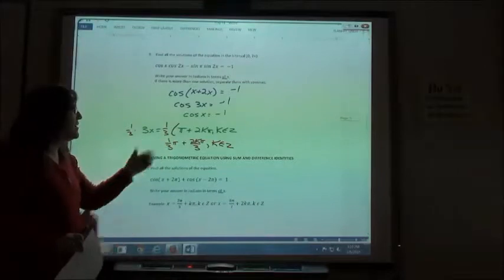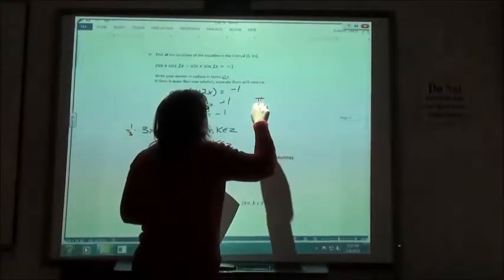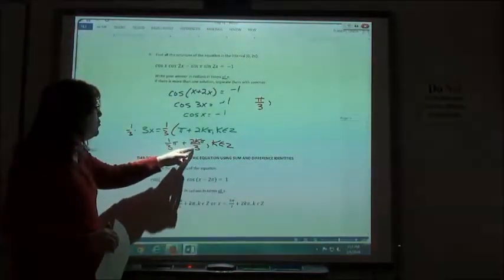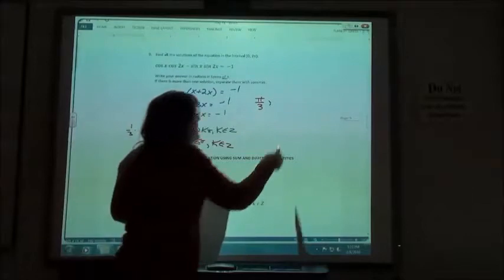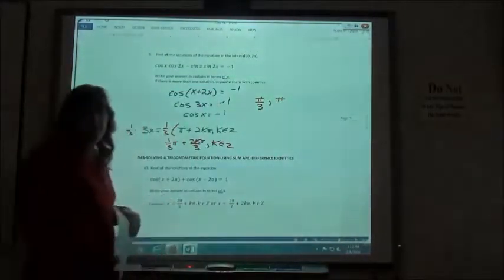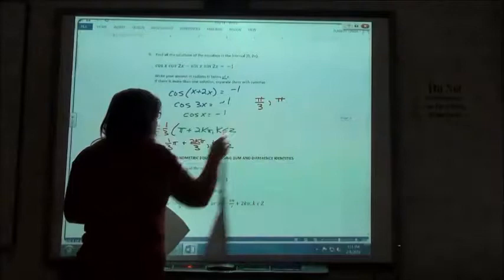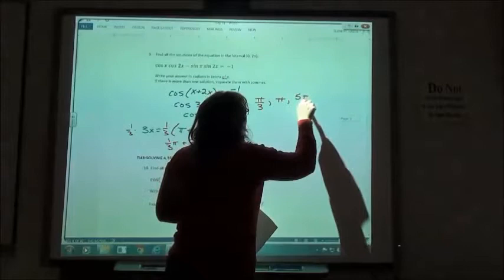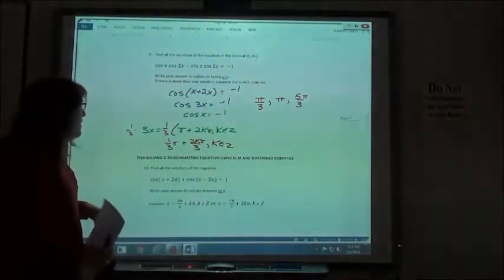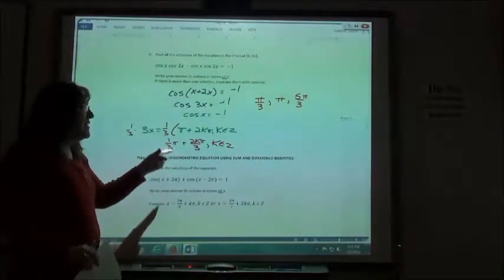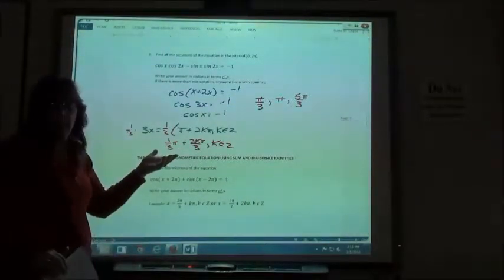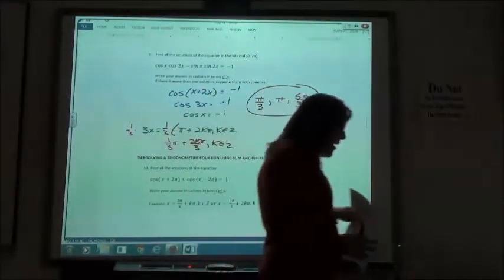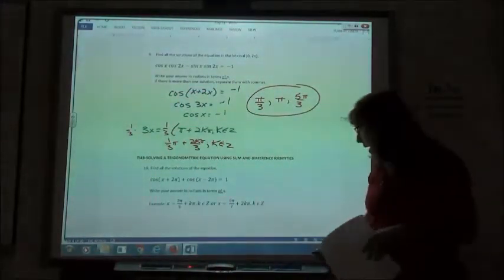So 1/3 pi is the same thing as pi over 3. I'm going to add 2/3. So 1/3 plus 2/3 would be 3/3, which would just be pi then. Right? 3/3 is the same thing as pi. Pi plus 2/3, 3/3 plus 2/3 would be 5/3. So 5 pi over 3. 5/3 plus 2/3 is 7/3. 7/3 is too big because 6/3 would be 2 pi. So pi over 3, pi, and 5 pi over 3 would be your answers.